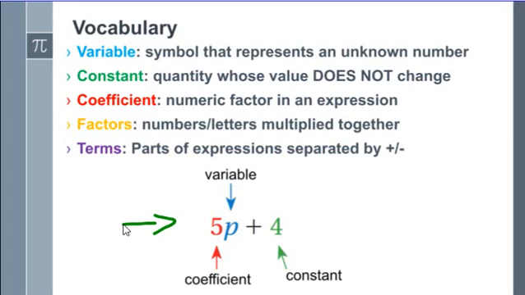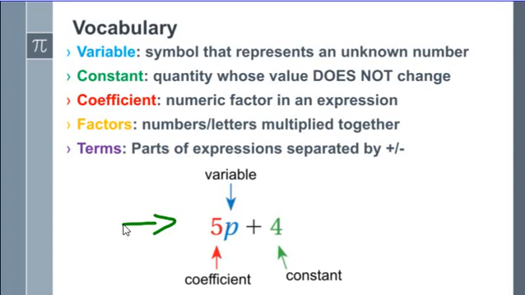But 5 is also a coefficient. And coefficients are numeric factors in an expression. So in other words, it's a number that's always directly in front of a variable. So 5 is both a constant and a coefficient, but 4 is only a constant. The only reason 4 is just a constant is because there is no letter attached to the number 4.